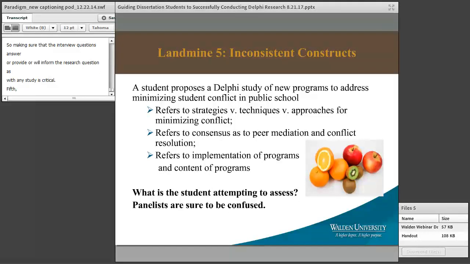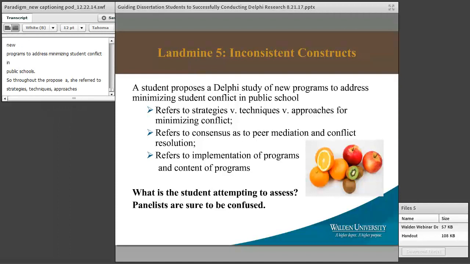Students who do qualitative research, and again, for me, this is true regardless of the design, don't necessarily come in with the same basic disciplines when we do quantitative research, where we have constructs, operationalization of the construct, and so on. So often you're going to see that students, to be creative and not be boring and repetitive, change around the wording. So a student wanted to propose a Delphi of new programs to address minimizing student conflict in public schools. So throughout the proposal, she referred to strategies, techniques, approaches to minimizing conflict.